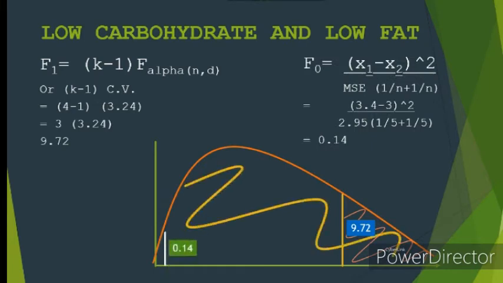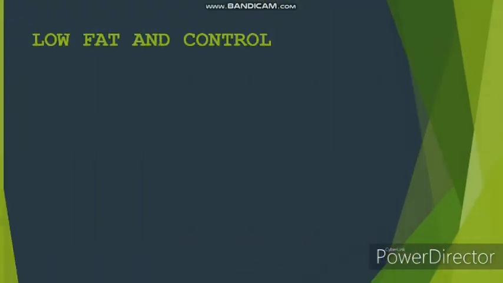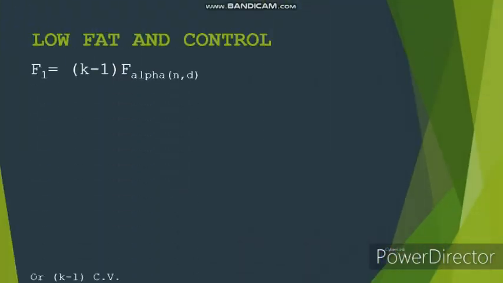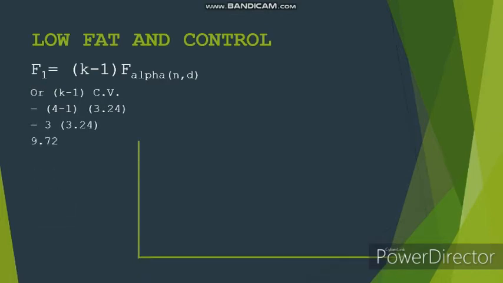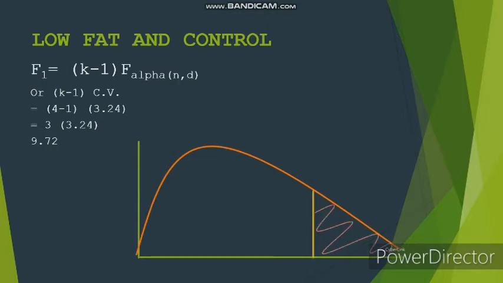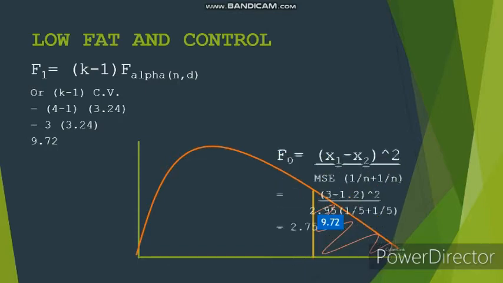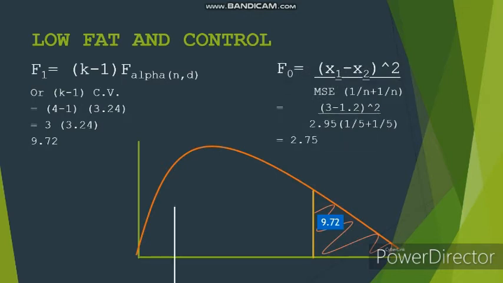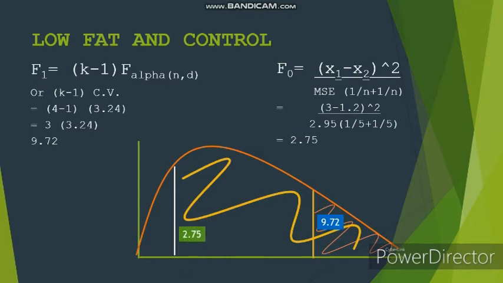For our next pair, we have low fat and control group. Once again, our F critical value is equal to 9.72, and our F value using the Scheffé test is equal to 2.75. Since 2.75 does not fall in a critical region, therefore low fat and control group is not significant in our problem.